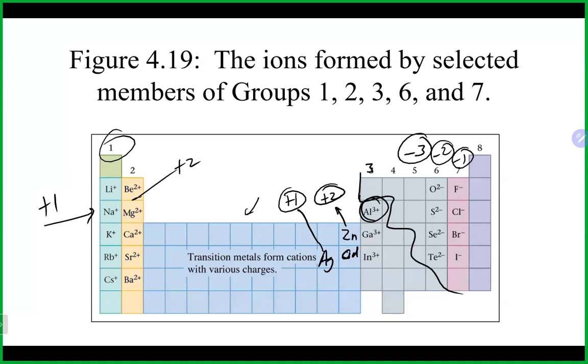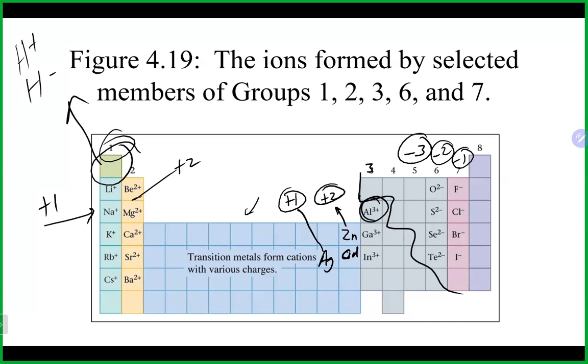As we will talk about, our friend hydrogen here could actually go both ways. It could be positive or it could be negative. So hydrogen is one of the only elements that can go both ways.